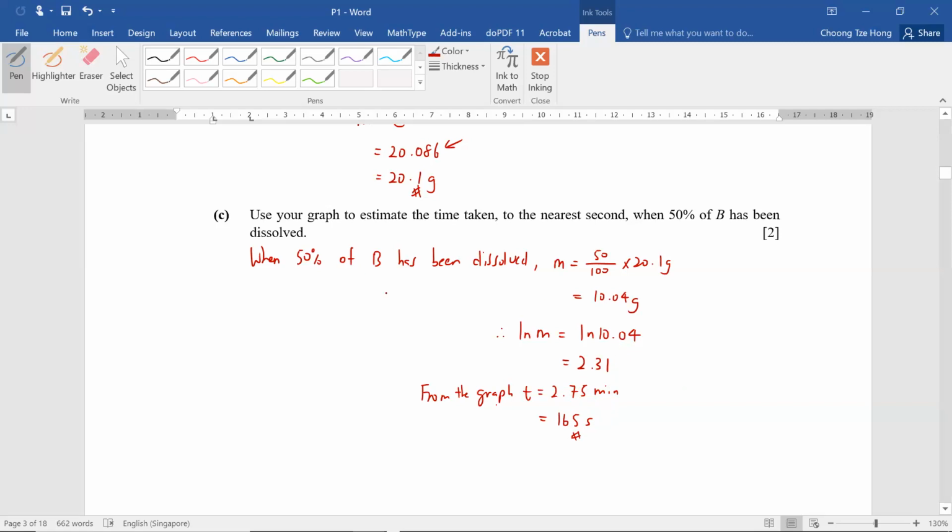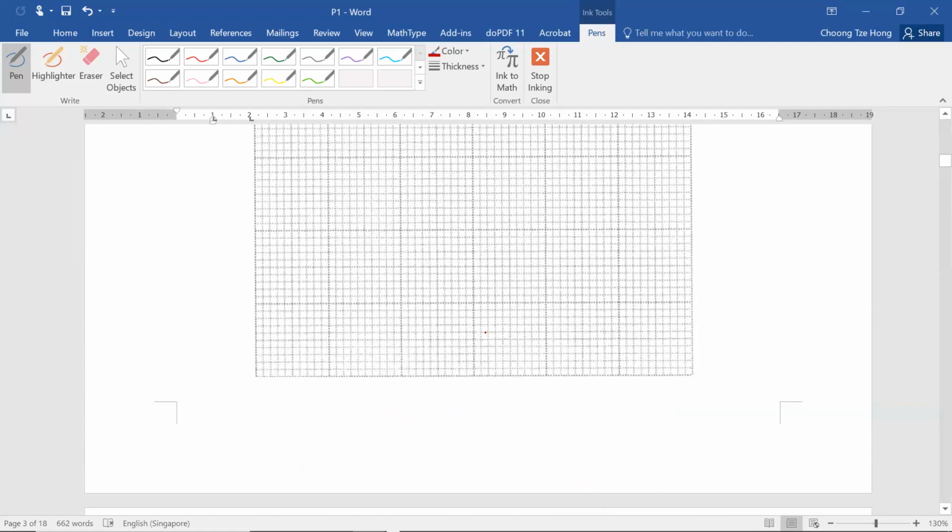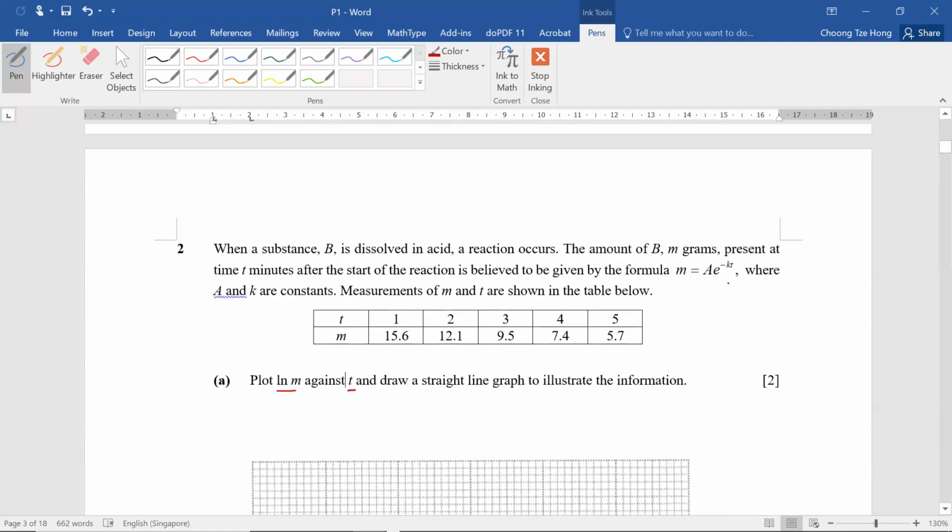This question is actually quite an easy question for linear law. And it's a bit weird because they give the formula and there's two constants there, but we are not required to find any of those constants, right?